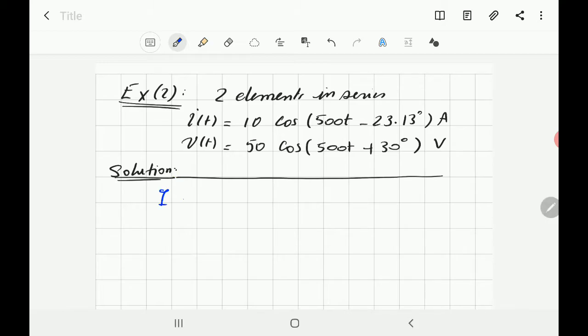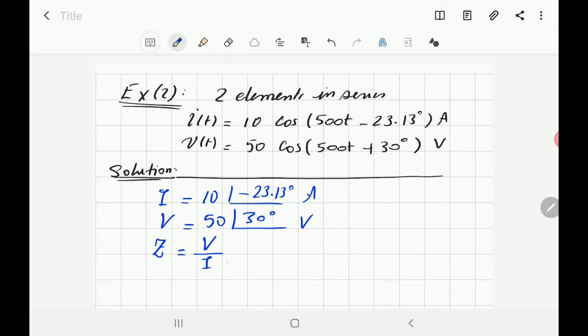So now I'll say the current as a phasor is equal to 10 at an angle of minus 23.13 degrees amperes. And the voltage is equal to 50 at an angle of 30 degrees volts. So I can find the impedance directly by dividing the voltage by the current in this form. The voltage is 50 on angle 30, the current is 10 on angle minus 23.13. Doing that, it would be 5 on angle 30 minus the minus 23.13, so you add them together.